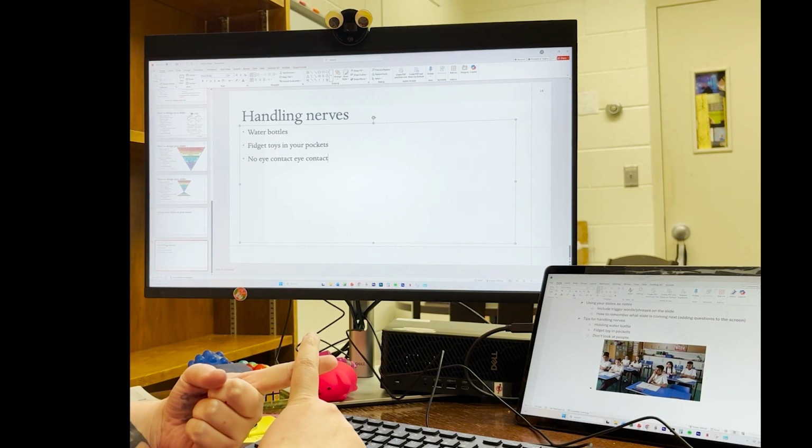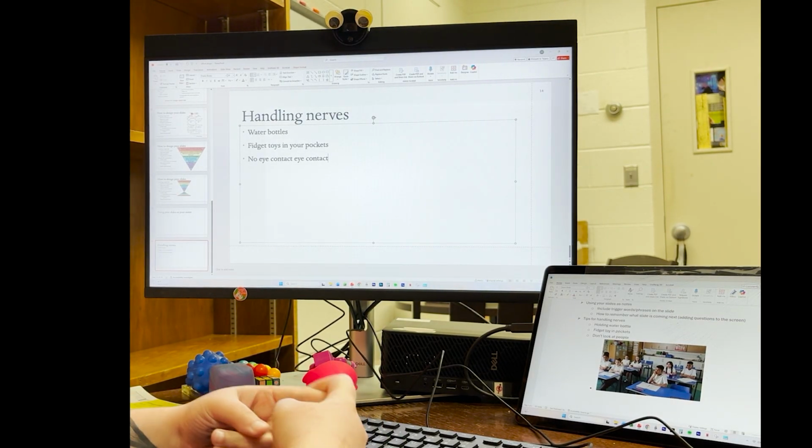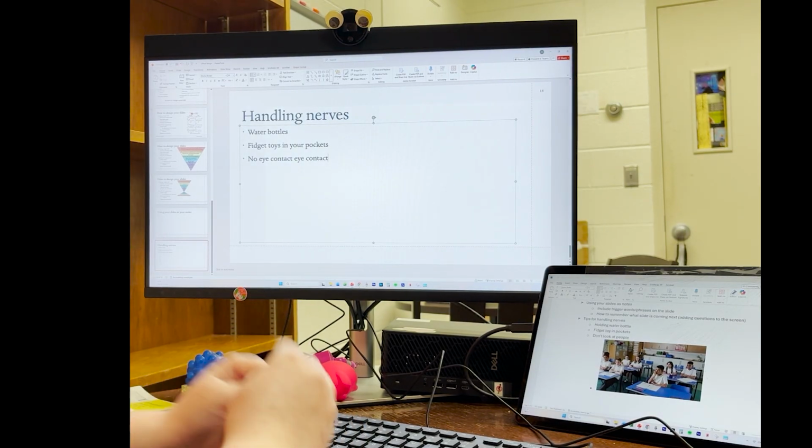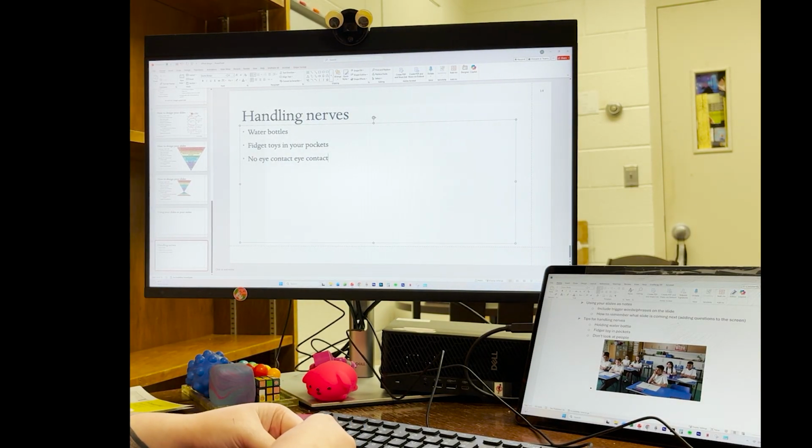Number one, if the eye contact makes you nervous. Number two, if you're neurodivergent of some type and you really struggle with making eye contact in general, you don't have to make eye contact.